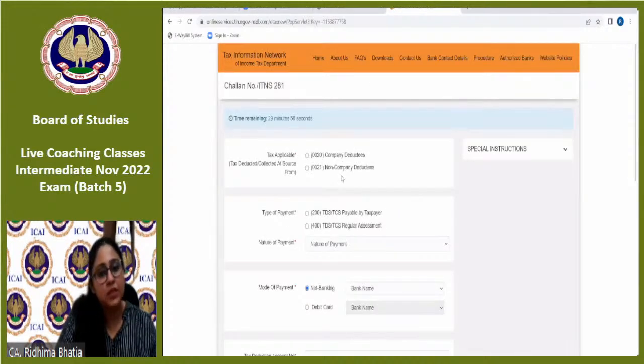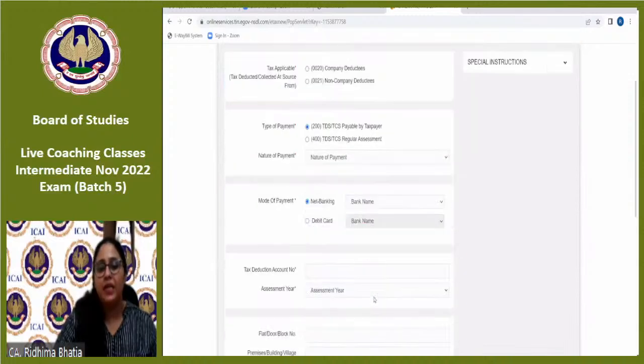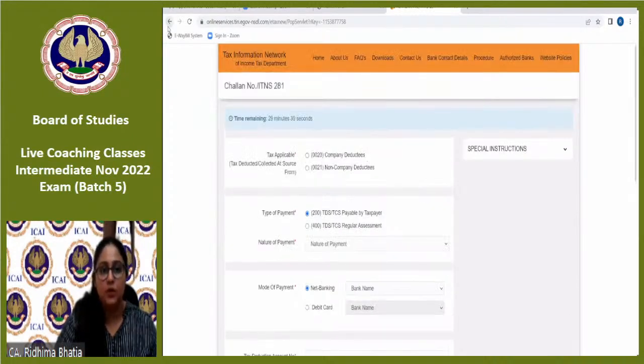That is, what you have deducted, whether you are a company deductee or a non-company deductee, whether TDS is payable by taxpayer, which I'll come to. You will select here, not regular assessment. Bank name, put in the amount, your TAN number, and this is done.